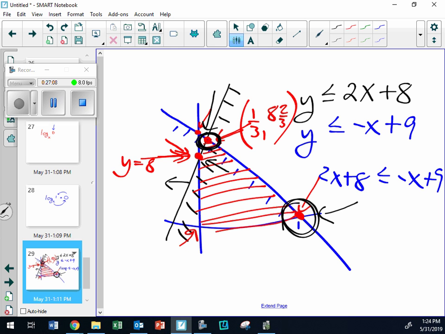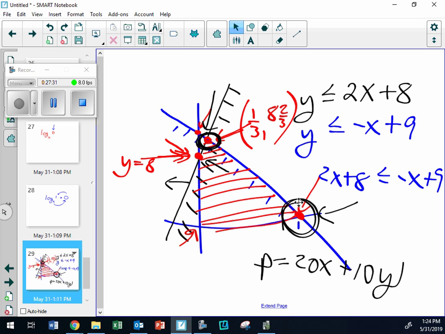So that's one more last thing to mention. Let's say I get $20 profit for each X and $10 profit for each Y. 20 for each X, 10 for each Y. Profit equals 20 for each X plus 10 for each Y. That's a profit equation. You never graph them. You just use them to see which of the vertices is best.